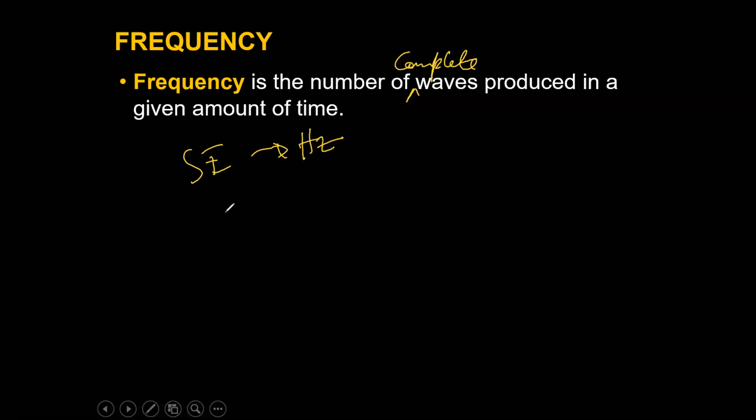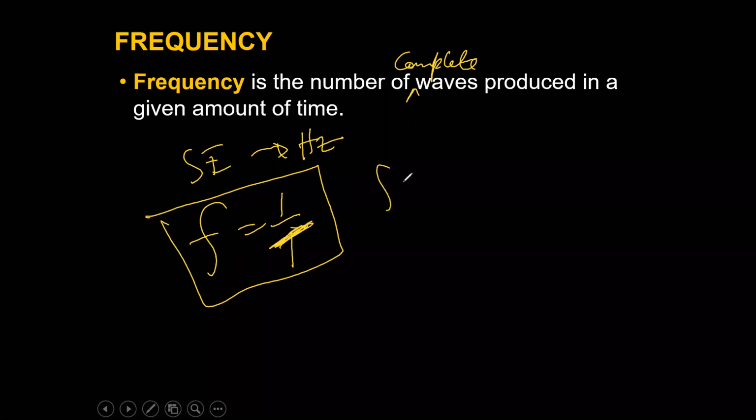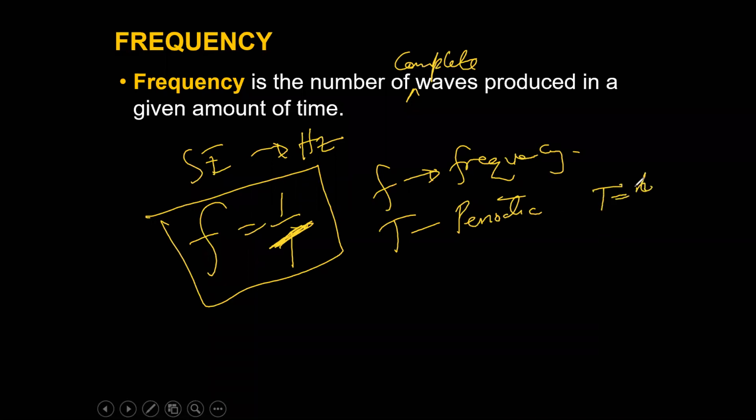Then simply write the formula that F is equal to 1 out of capital T. You need to write this one as well, where F is the frequency, and capital T is the periodic time. And note that capital T is equal to small t out of N. When it comes to practicals, we shall meet this, T out of the number of N.